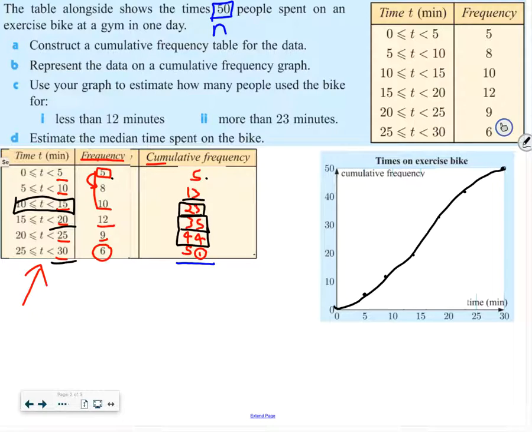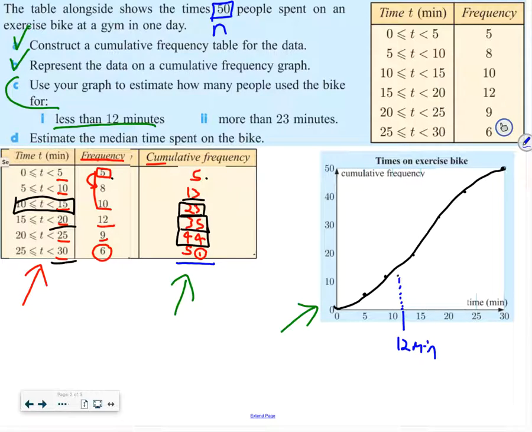And this is our cumulative frequency graph. So answering the questions here, we have constructed our cumulative frequency table. That's here. We've represented the data on our cumulative frequency graph. That's here. Use your graph to estimate how many people use the bike for less than 12 minutes. So less than 12 minutes. I'm going to go here, and that matches right here. This is 12 minutes.